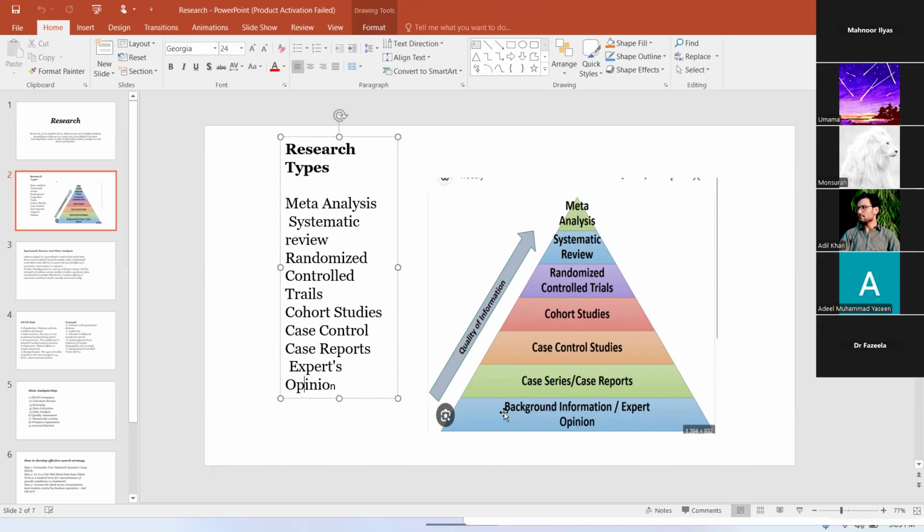The first type of research is basic information or expert's opinion. In other words, we call it letter to the editor. In an expert's opinion or letter to the editor, we give some sort of information or news to the editor. It may be a 400 or 200 word paragraph. Now there are two types of letter to the editor. In one type, we basically critique an article.